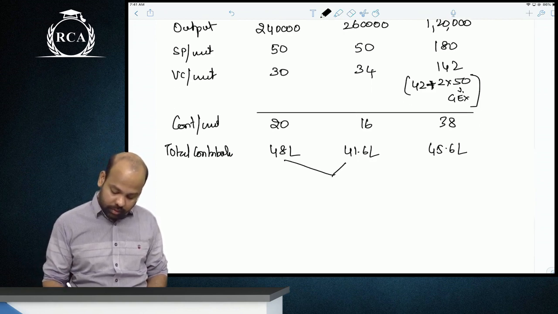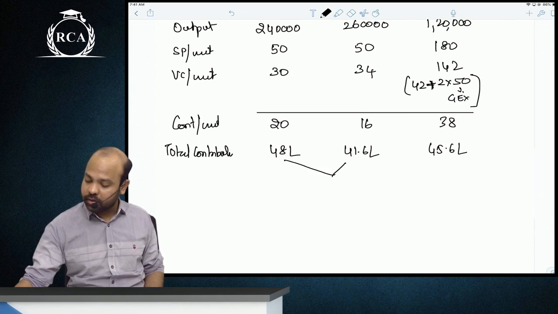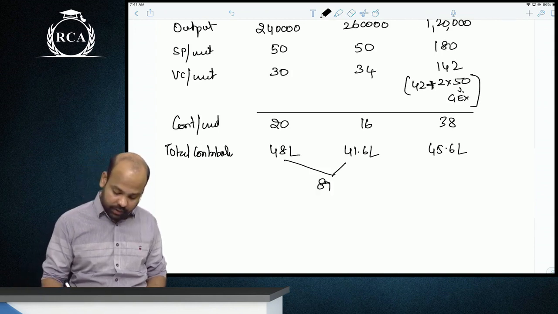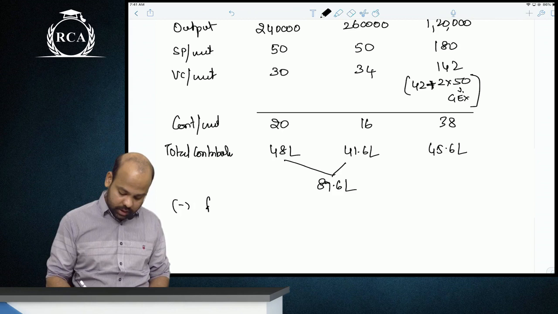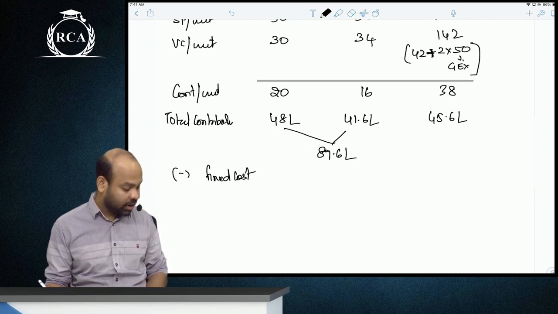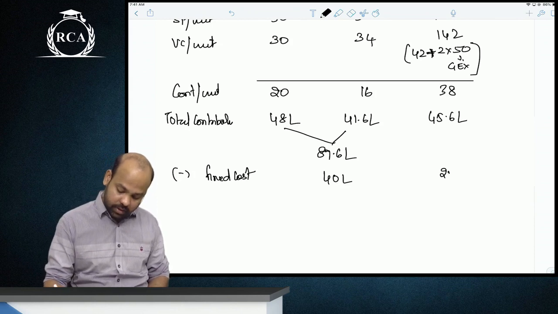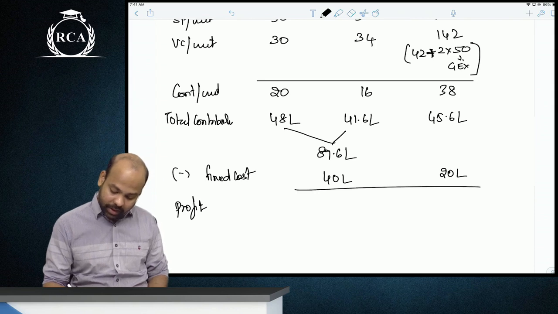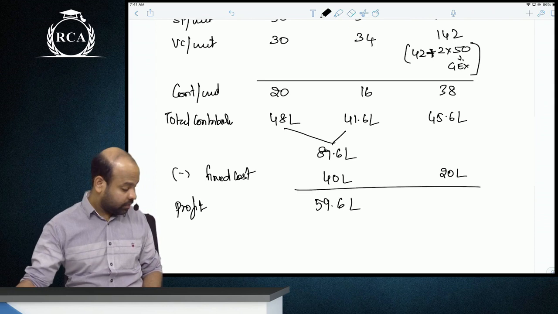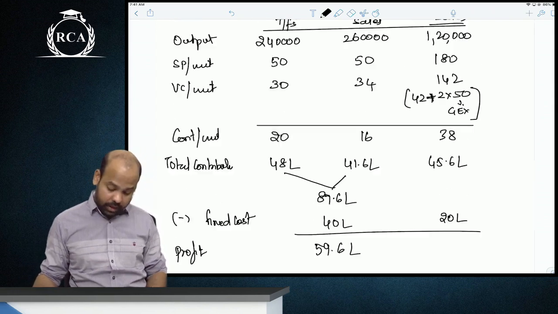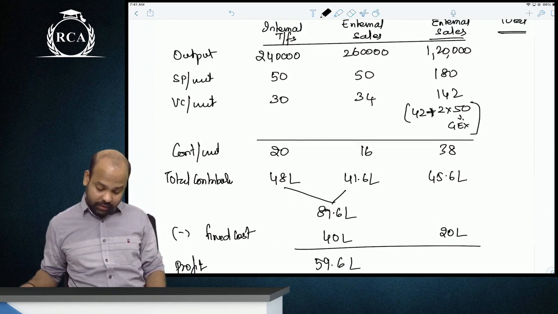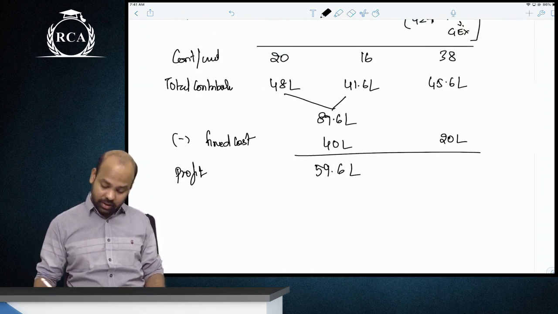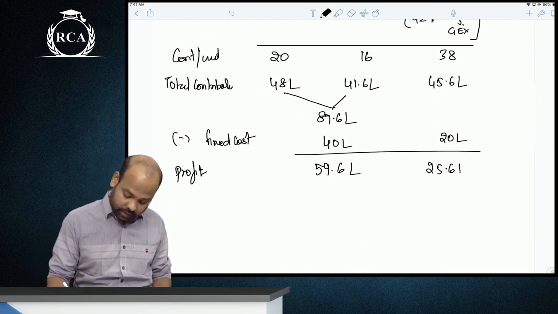Our total contribution, beta, here, guys, would be 89.6 lakhs less the amount of fixed cost. The amount of fixed cost, beta, here is 40 lakh rupees and 20 lakh rupees. So the profit that they're making at present is, this division is making 59.6 lakhs. 40 lakhs, right? Yes sir. 20 rupees into 2,40,000, guys, and 16 rupees into 2,60,000, and here, beta, it is 25,60,000.